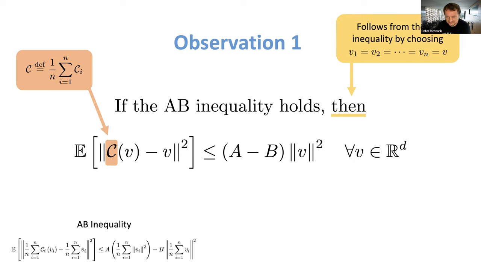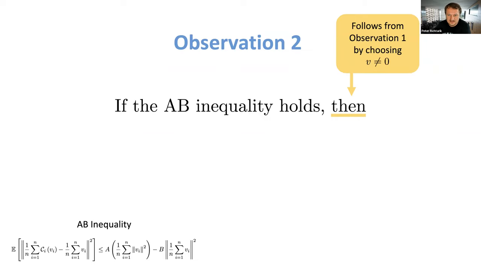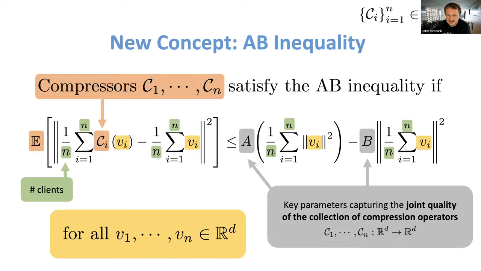we can reduce the variance of this C mapping, which is the average of the Ci. Now, an immediate consequence of this is that A cannot possibly be smaller than B, because if this is true, and A was smaller than B, then this inequality cannot possibly be true. So A has to be at least equal to B. So the best we can hope for in this AB inequality is A equal to B. If we already minimize A, then the best we can hope for is B matches A. B can never be larger than A, okay?